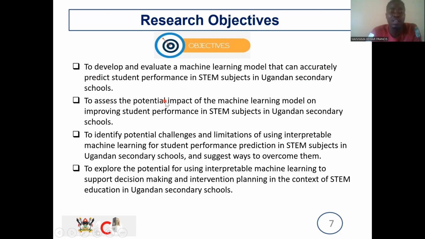Then to assess the potential impact of machine learning models on improving students' performance in STEM subjects in Ugandan secondary schools. Then the third one is to identify potential challenges and limitations of using interpretable machine learning for students' performance prediction in STEM subjects in Ugandan secondary schools, and suggest ways to overcome these problems. Then lastly, to explore the potential for using interpretable machine learning to support decision-making and intervention planning in the context of STEM education in Ugandan secondary schools.